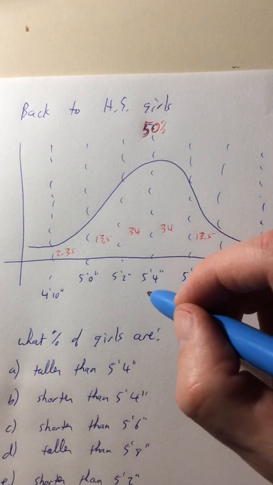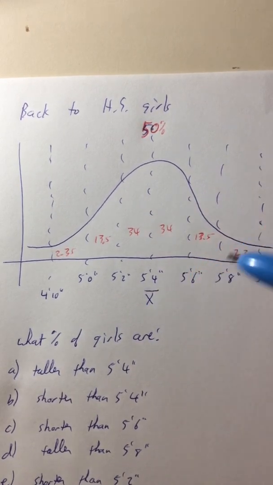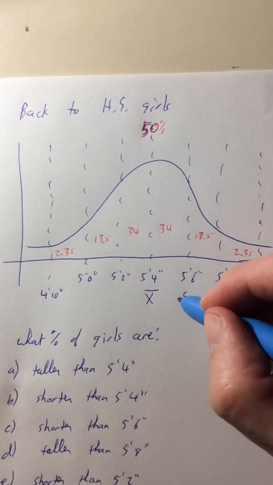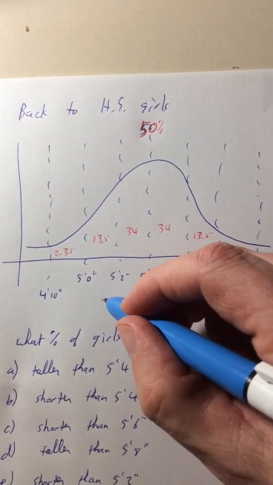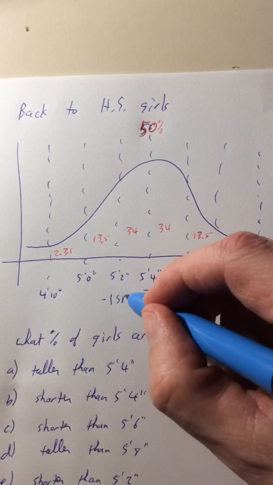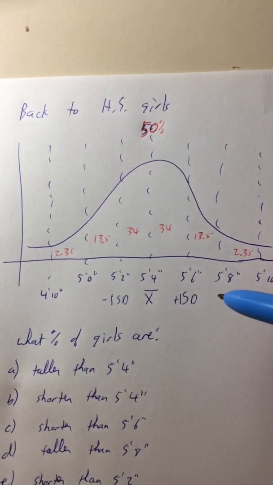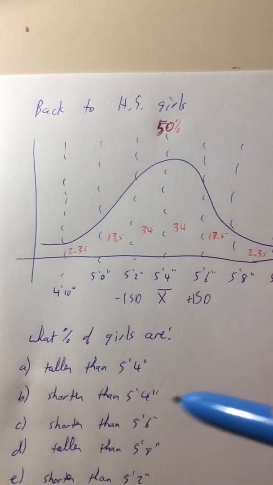That's X bar. That's the one in the middle right here, right? And this is 1 standard deviation. So this is plus 1 standard deviation above, and this is minus 1 standard deviation. That's 1 standard deviation below the mean. So let's start answering some questions here.